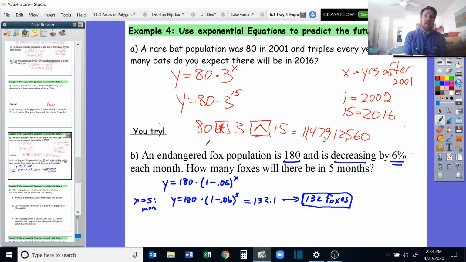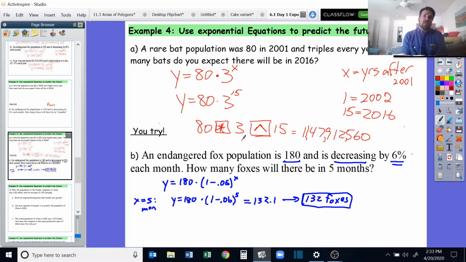Okay, here's what I did. 80 is our starting point in 2001. It triples, that means times 3. So 80 times 3 to the x. 2016 is 15 years after 2001. So again, this is 80 times 3 to the 15th power.